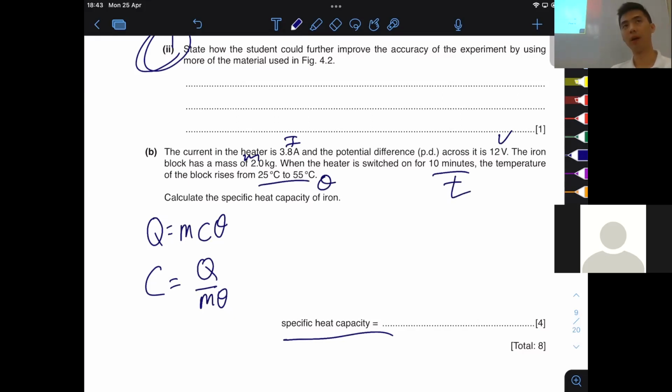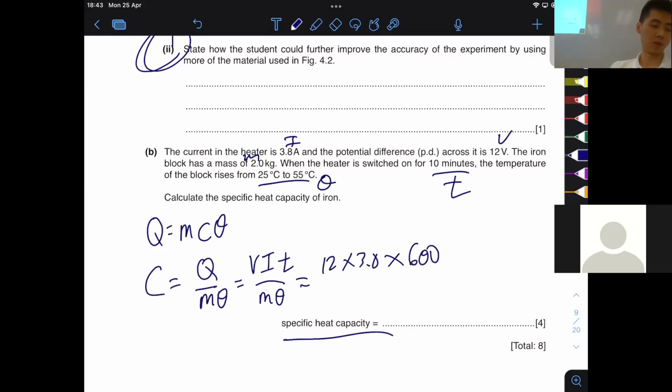Can I use Q here? Definitely not. What formula should I replace for the Q? Power would have been VI, no? Good, it's supposed to be energy, which is going to be VIt, right? From here, substitute everything in. 12 times 3.8 times, do I times 10 here, by the way? Good, it's going to be 600, divided by your mass, 2 multiplied by your 30.